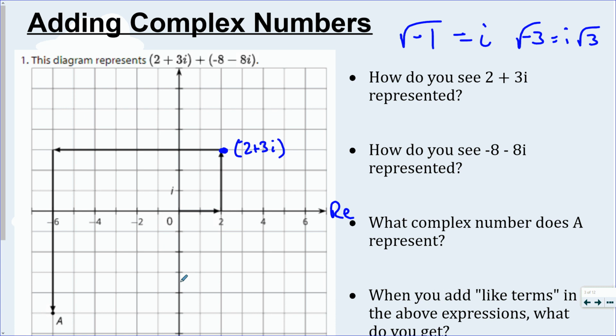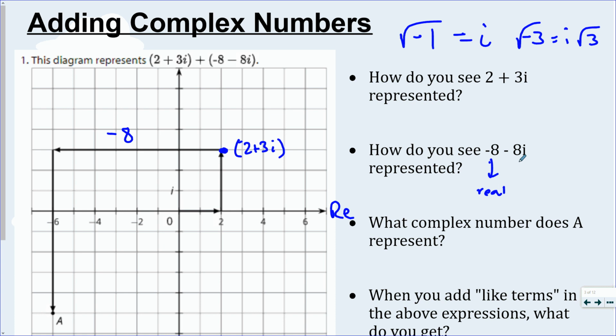So let's start with the dot, 2 plus 3i, right? And then now we have this next complex number of negative 8 minus 8i. So what does that represent? Well, maybe we're going to represent that as motion, right? So maybe we're going to see negative 8 along the real axis. So what is negative 8? That's to the left 8. So we're going to go left 8. 1, 2, 3, 4, 5, 6, 7, 8.